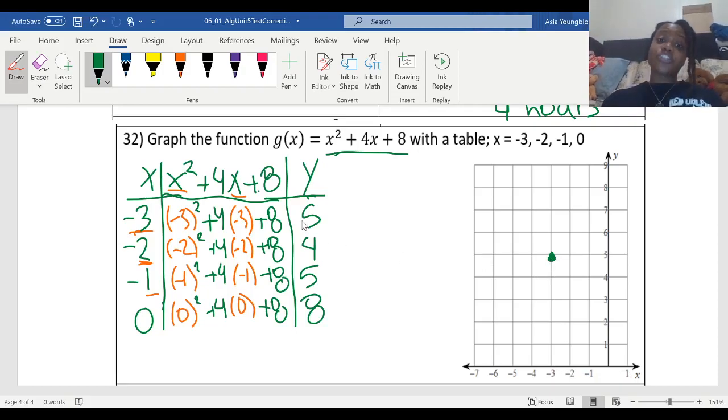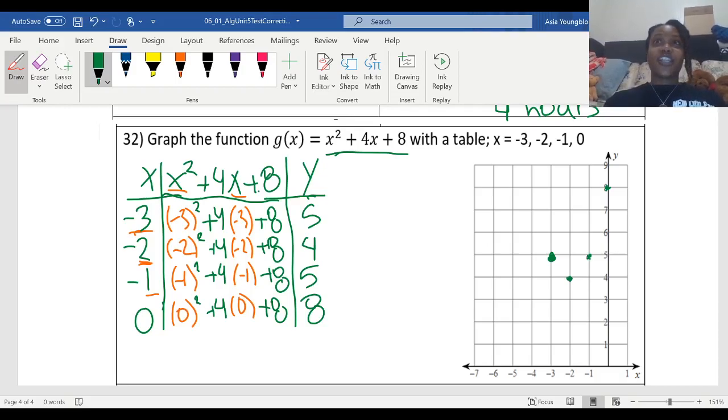Again, for your corrections, you only need this table. You do not have to actually plot the points. In your reflection, make sure you're telling me what we did here, how did we get this table, and tell me how did we at least plot the first point. So negative 3 to 5, negative 2 is going to go up to 4, negative 1 is going to go up to 5 as well, and 0 goes up to 8.